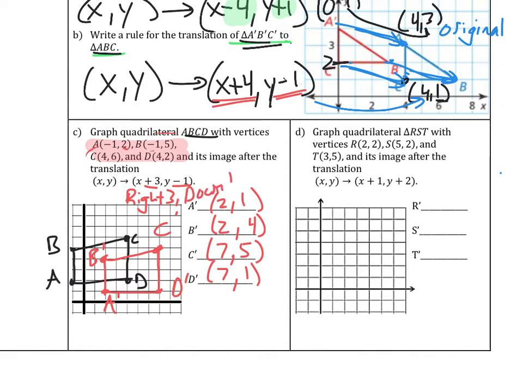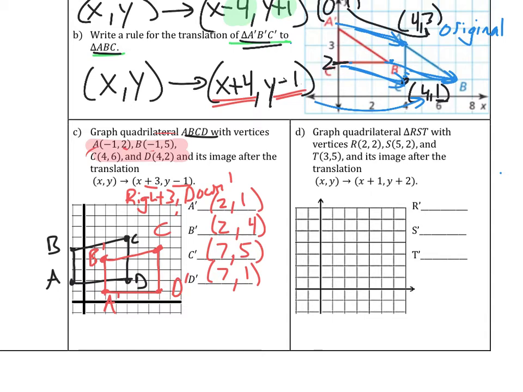And look what happened to each of these. The B went right 3 and down 1. The C went right 3 and down 1. A, right 3 and down 1. D, right 3 and down 1. There it is. So we can find the points and we can graph it pretty quickly if we just think about the direction. So let's look at this next one.